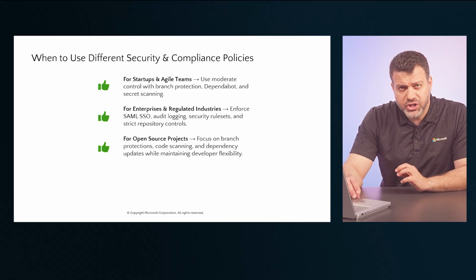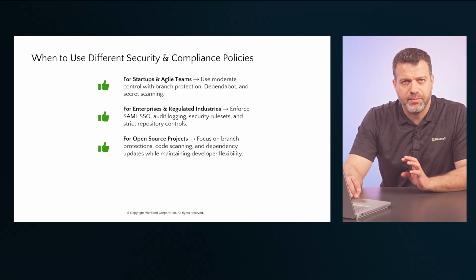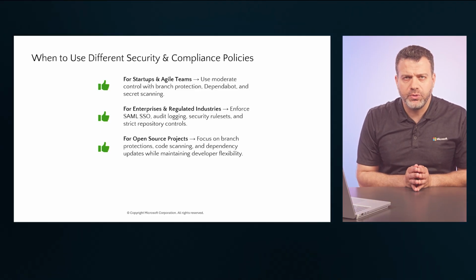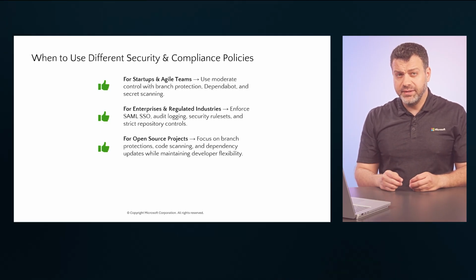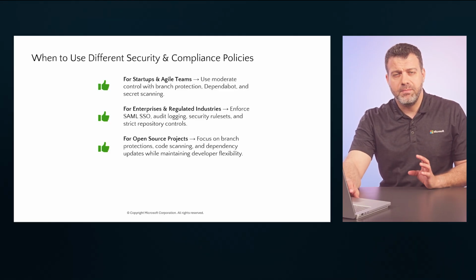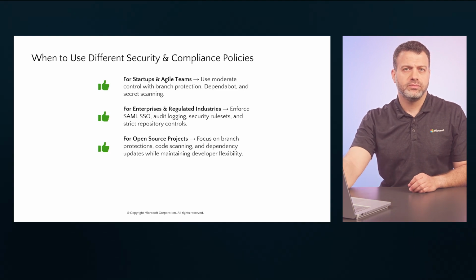For open source projects, the goal is balance. You still use protection like scanning and branch rules, but keep things flexible to support contributors. For example, a public open source repo shouldn't block contribution with heavy approval chains, but it still needs protection like dependency scanning. The key is simple: match your security level to your risk, not to your tools.